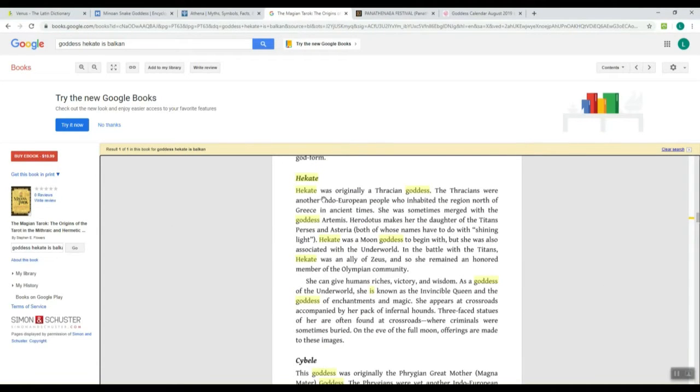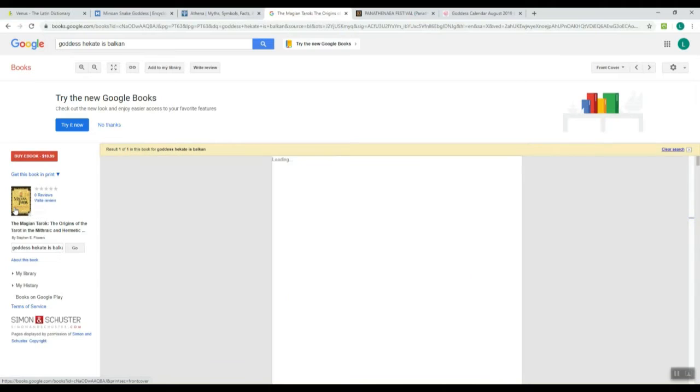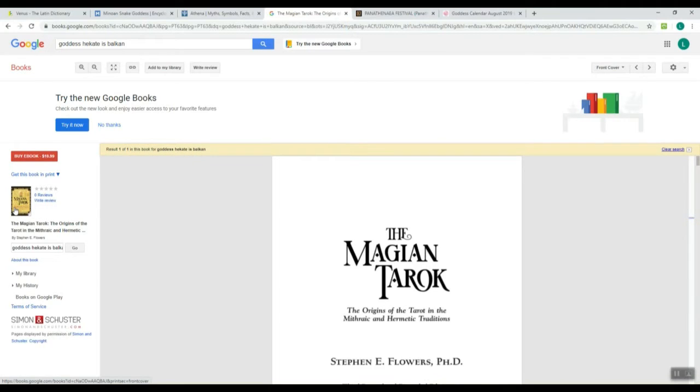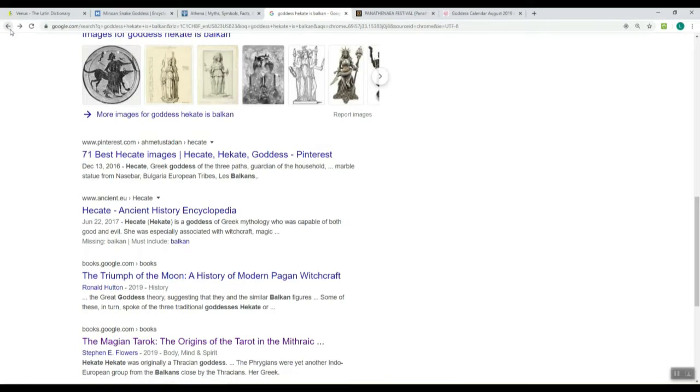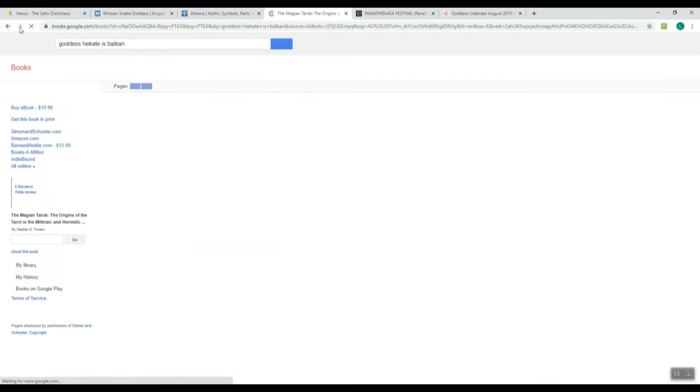Let's take a look at, here's Hecate. This is this book called Magic. Let's go back here so that you understand where we are, the Magic Tarot. And I do not do tarot, so to speak. I don't. I've seen it happen. Where were we? Let's go forward again.